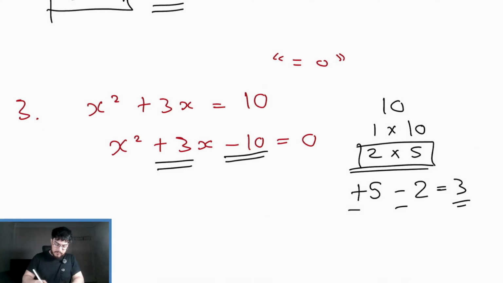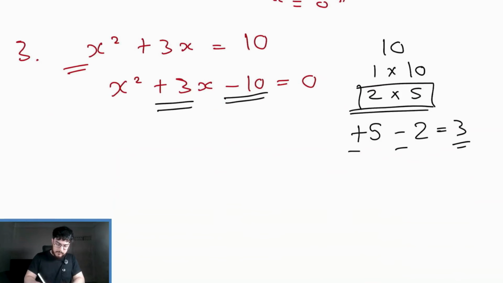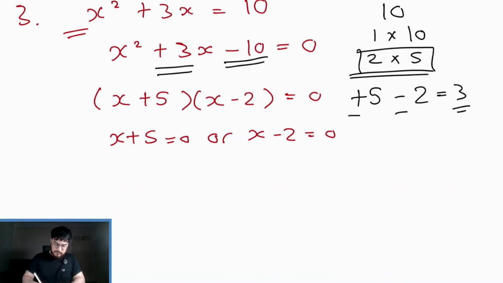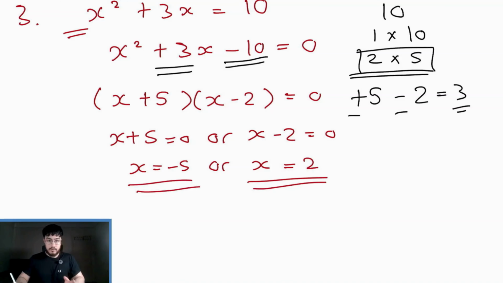And again, there's nothing in front of this x squared, so straight away we can say x equals 0. In one bracket we can put a plus 5, in one bracket we can put a minus 2, equals 0. Then we can say x plus 5 is equal to 0, or x minus 2 is equal to 0. Therefore, x is equal to minus 5, or x is equal to positive 2. Okay? Hope that makes sense.